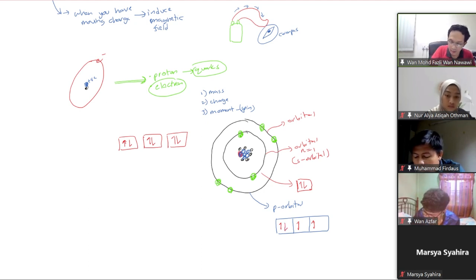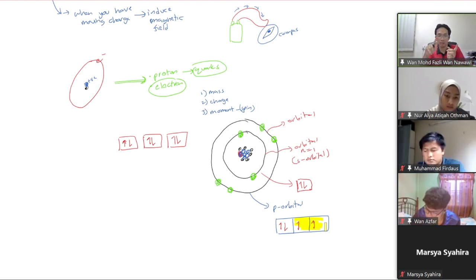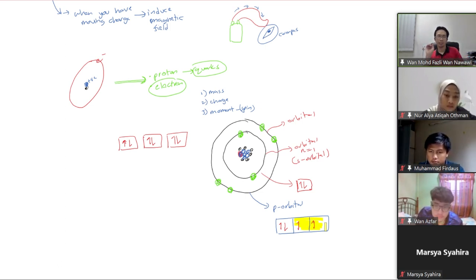So you can see, for example, these 2 things are unpaired. You can see the electron is not paired for this thing. So this causes some tiny magnetism to happen, because the electron doesn't cancel out the moment itself.